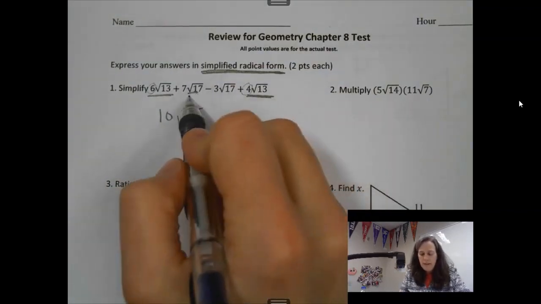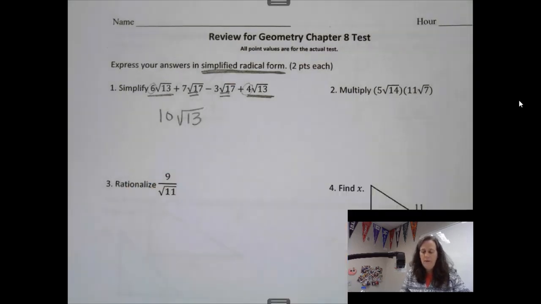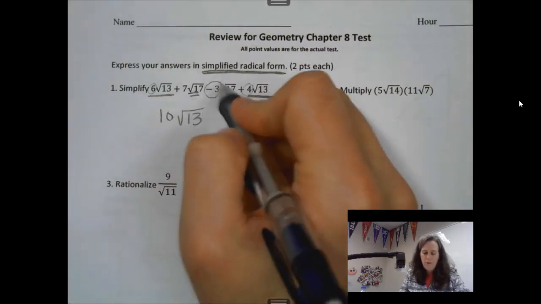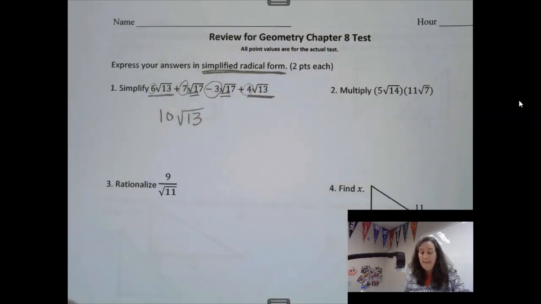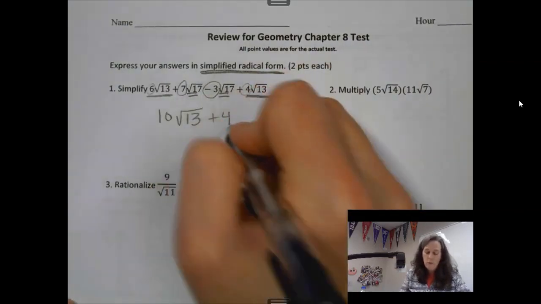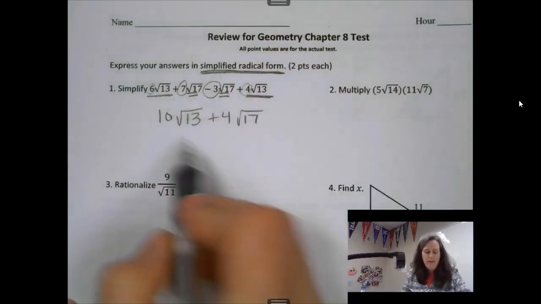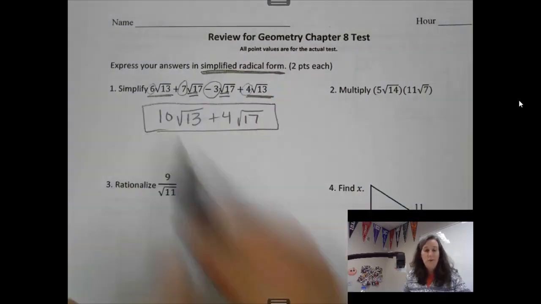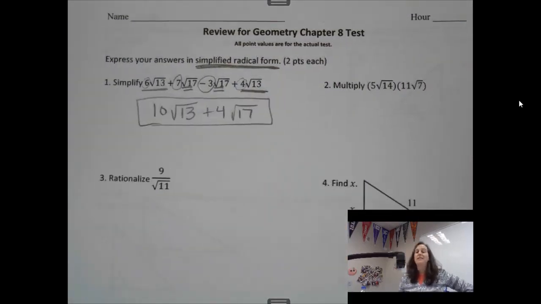Same thing we'll do with the square root of 17s. Okay, we want to put these two coefficients together, so 7 minus 3 is 4 square root of 17. Square root of 17 didn't change, remember, with adding and subtracting. Now this is way back from Chapter 7, we talked about these, so this is kind of review of Chapter 7 stuff.